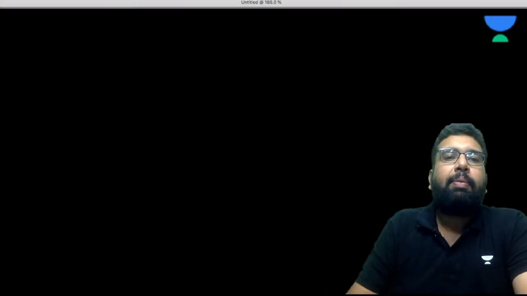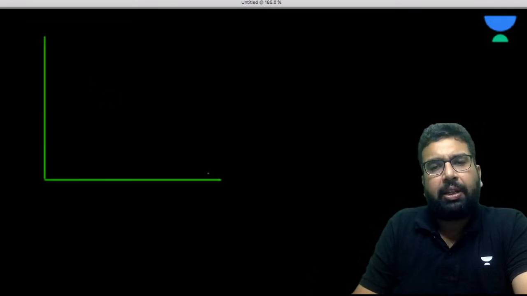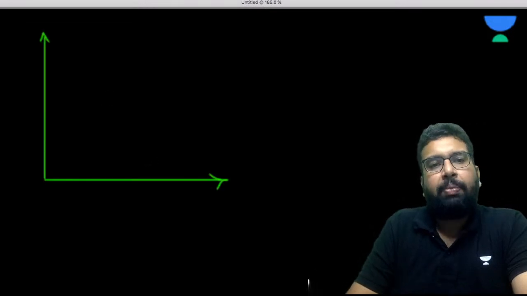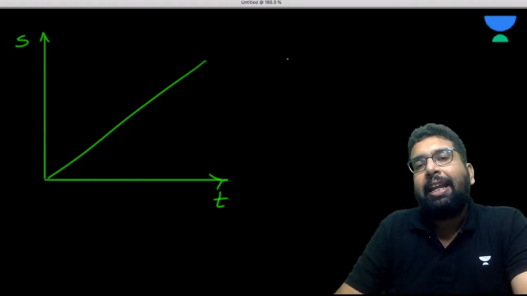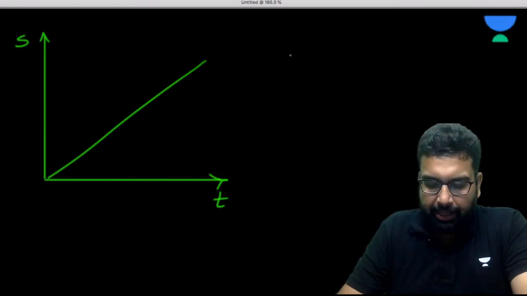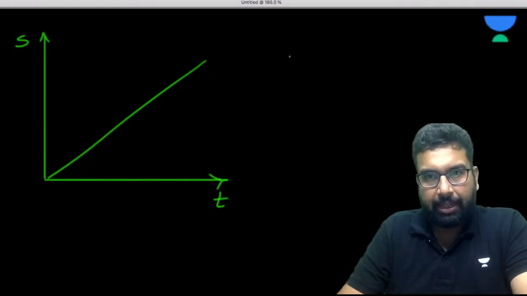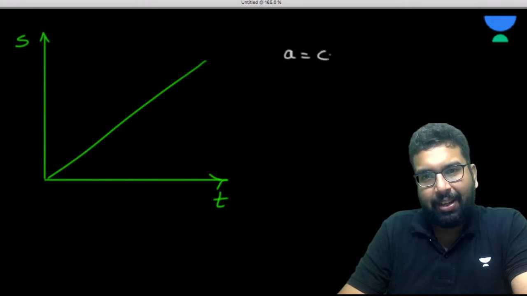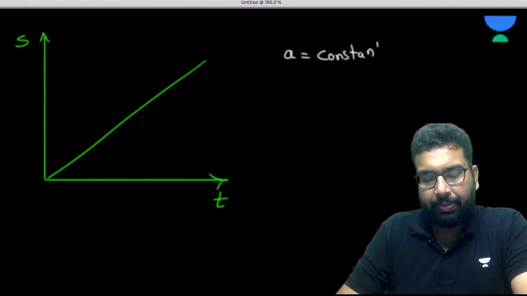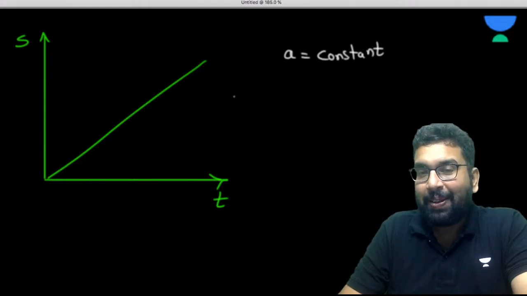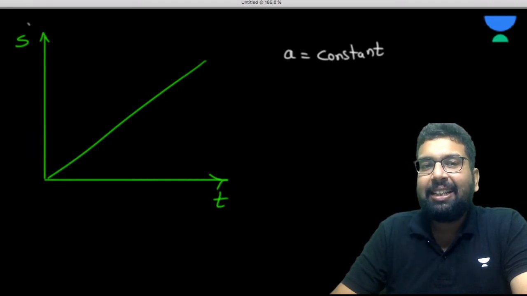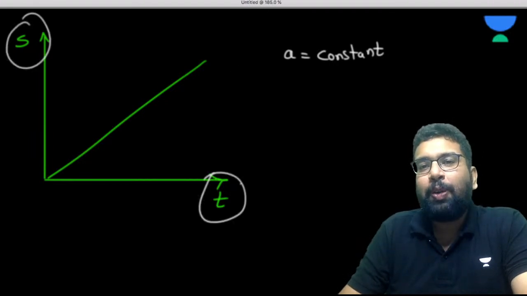Now let's suppose I am asking you. Just for the sake of it, we have some displacement versus time curve, and this is the curve like this. So can I say that it is having a constant acceleration? What do you say? Can we say so? Please answer me. No, sir, we cannot say so. Please understand that this is displacement versus time. So from here we cannot comment on it.